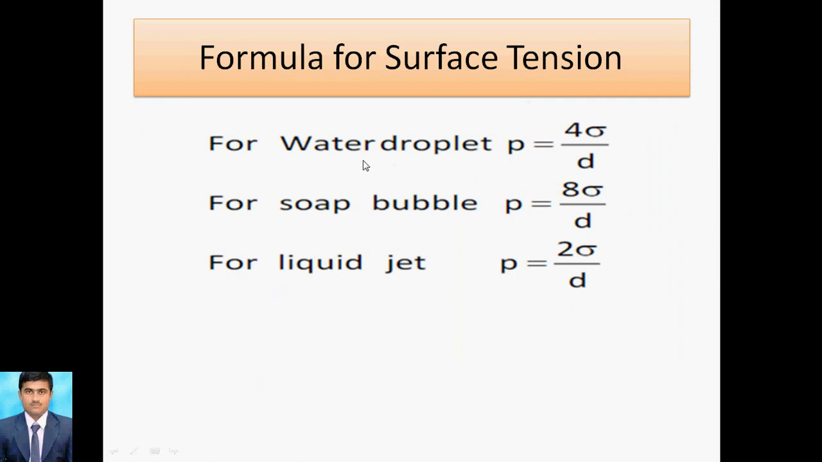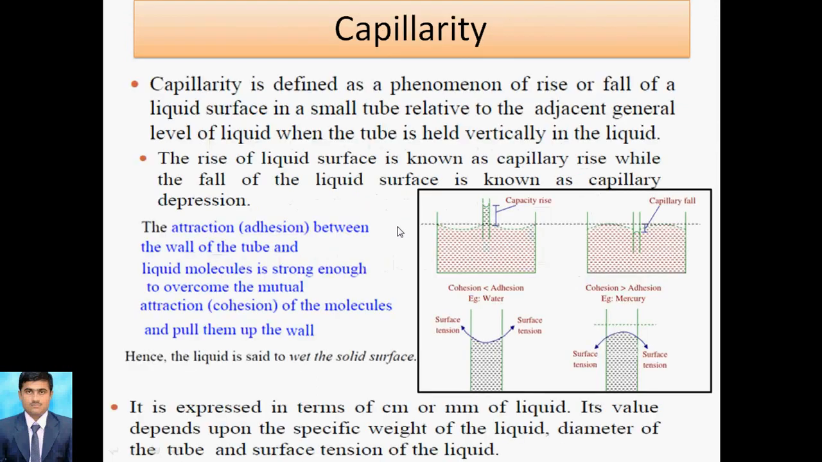Already we discussed that for a water droplet, the relation between P and d is P is equal to 4 sigma by d, and for a soap bubble, the relation between P and sigma is P is equal to 8 sigma upon d. For a liquid jet, P is equal to 2 sigma by d. So this is regarding the surface tension.